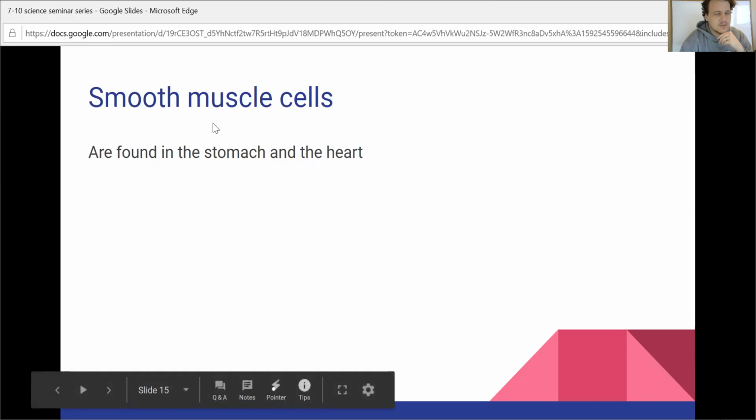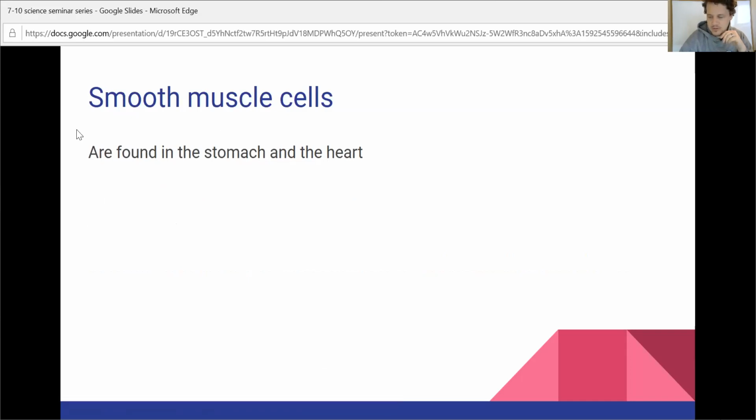So smooth muscle cells are an example of a specialized cell type, and they're found in the stomach and the heart. Generally, they are found anywhere where there is not striated muscle. The muscles in your arms, or every muscle in the body, are striated muscle cells. We have to actively think about contracting them, whereas smooth muscle cells will contract regardless.